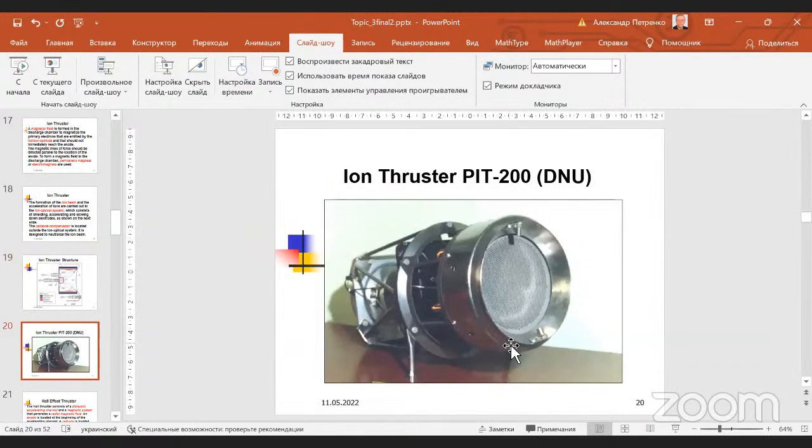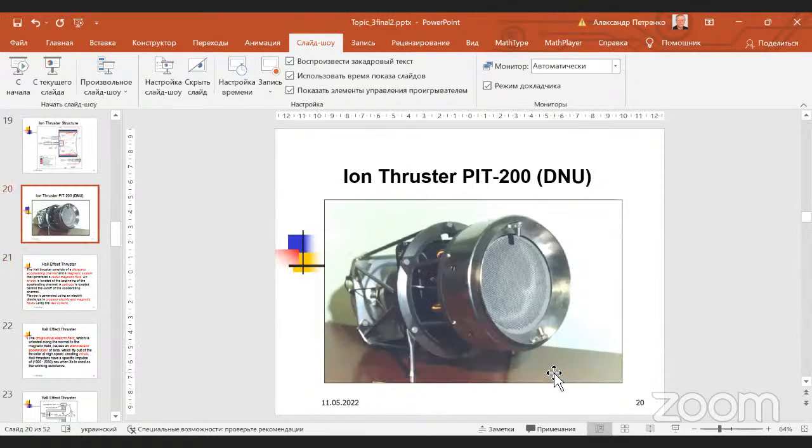So in this picture, you can see an example of an ion thruster, the so-called PIT-200, which was created in our university. And this is a variant of a laboratory model of the plasma ion thruster. And this thruster was presented to the Sun Space Company, which is planning to use such a device on a satellite.